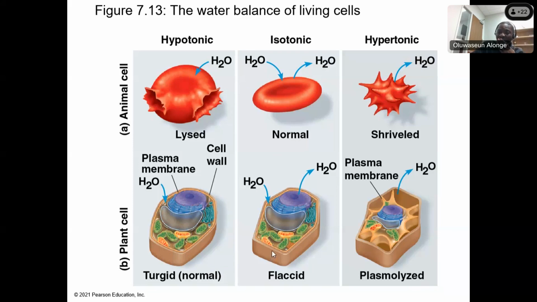In isotonic solution, excuse me, the plant cell is going to become flaccid here. And in hypertonic solution, the plant cell becomes plasmolyzed. We call it plasmolysis. So you see the plasma membrane is separating from the cell wall. The cell wall remains intact while the plasma membrane lyses.